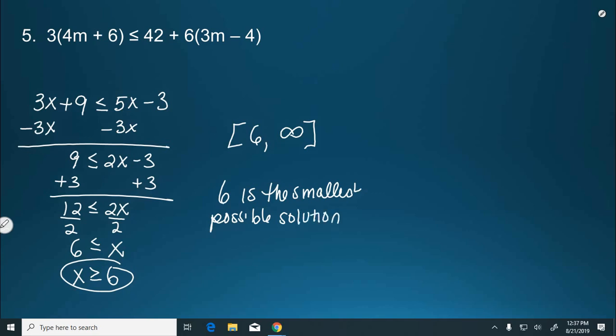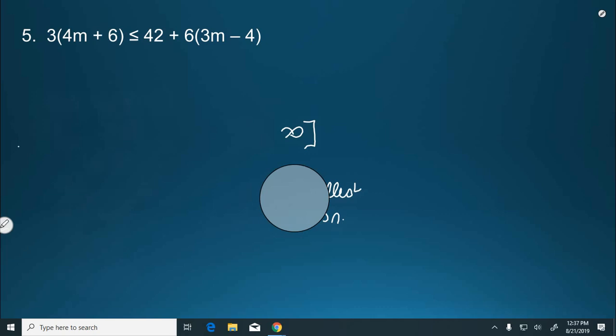Okay, so it's a little bit tricky there because I'm saying smallest even though this says greater. That means 6 is the smallest answer to the solution set, which is then greater than or equal to 6. Hopefully you're understanding that concept. That seems to be very tricky for some kids. And again, we'll be doing more of this. You will get it. All right, let's take a look at number 5.